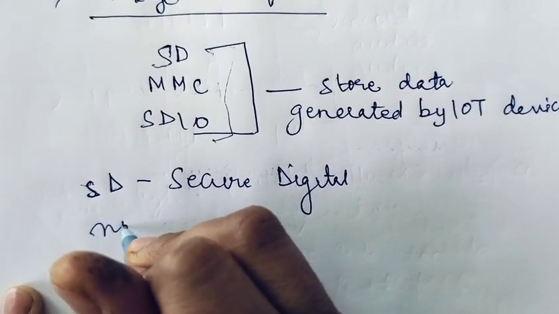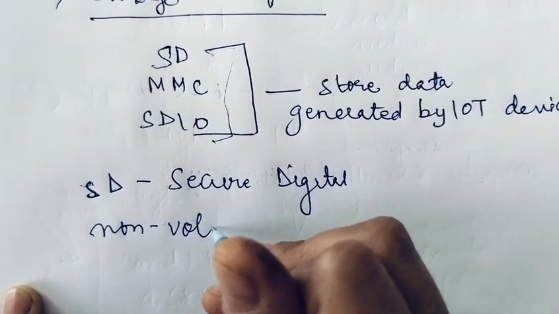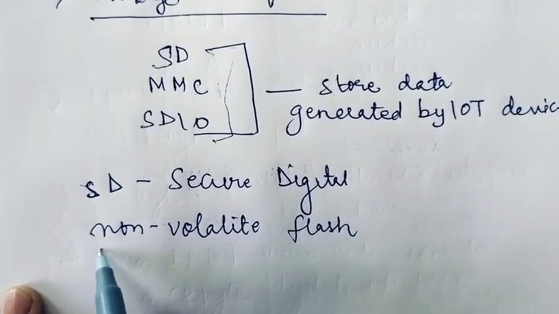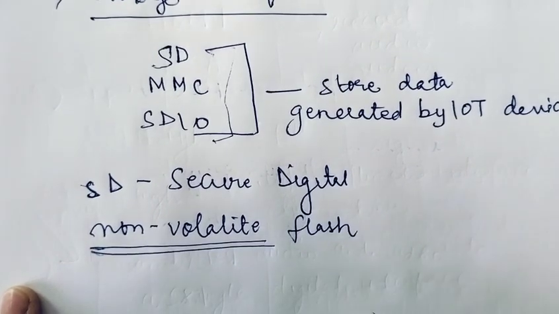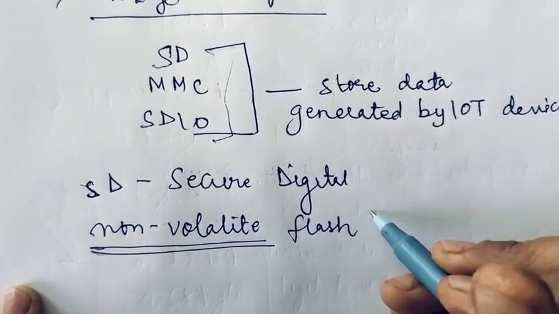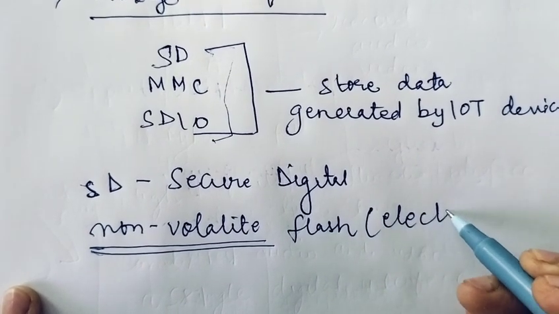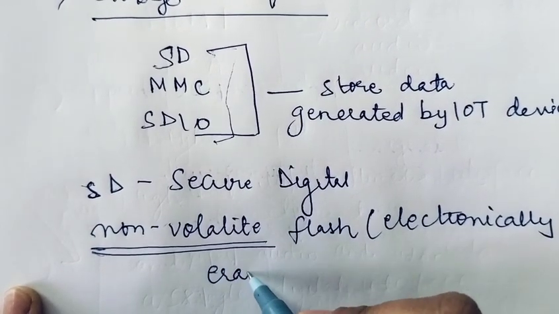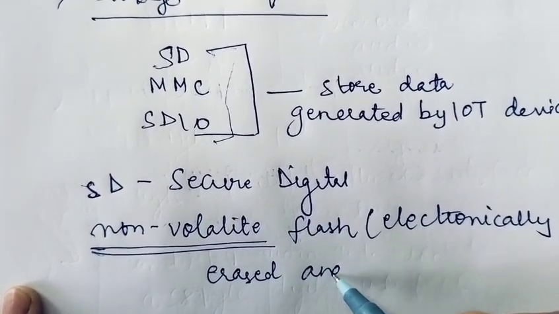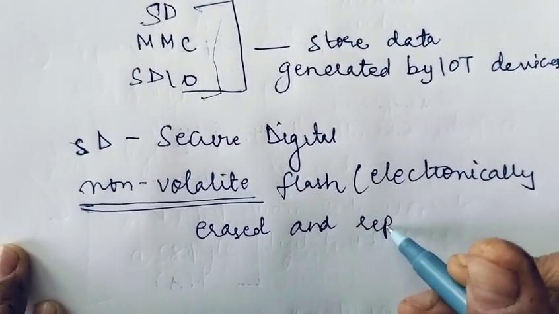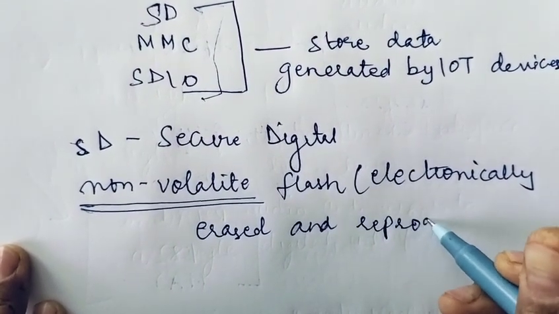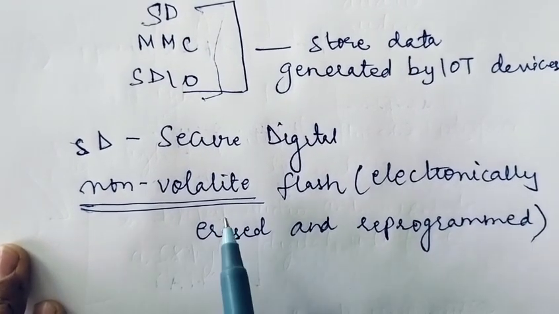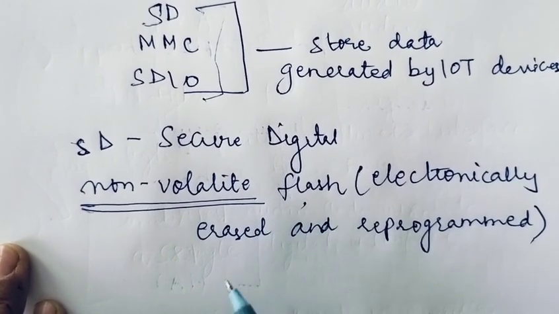These are basically non-volatile flash devices like the pen drives. Pen drives are also flash devices. So these are non-volatile flash devices which can be electronically erased and reprogrammed. You can erase them electronically and then reprogram them, and these are non-volatile flash devices.